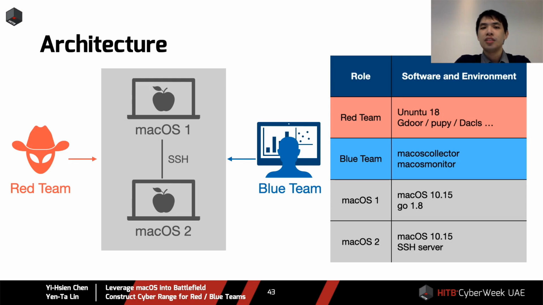Here is the architecture of our storyline. There are two macOS devices, macOS 1 and macOS 2, as victims. macOS 1 has Golang compiler version 1.8. We use it as an initial access point. macOS 2 has an OpenSSH server, and macOS 1 can connect to it through the SSH key stored in macOS 1.